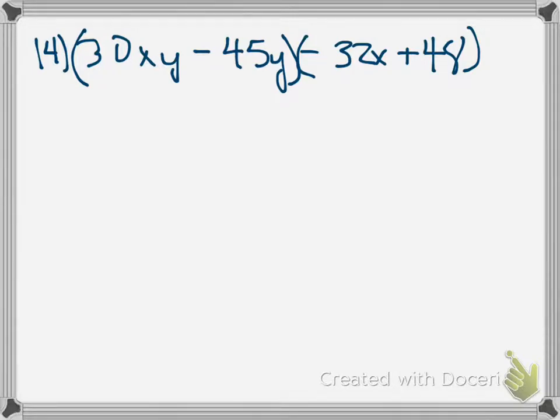What can I take out of both? What is the largest number that divides into 30 and 45? For that, you would have to say that's 15. 30 divided by 15 gives you an answer of 2. 45 divided by 15 gives you an answer of 3. And then you can also take out a y because there's a y in both of those. That would leave me with a 2x minus 3.